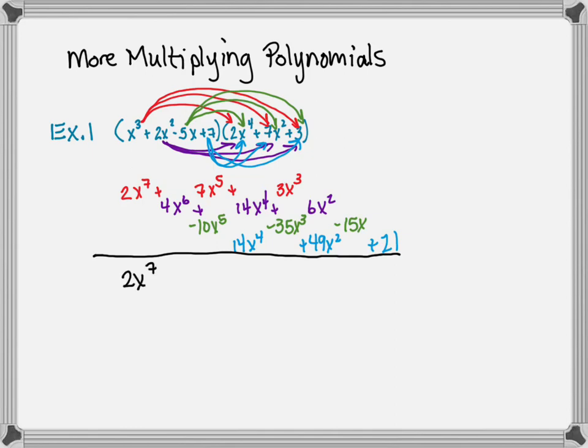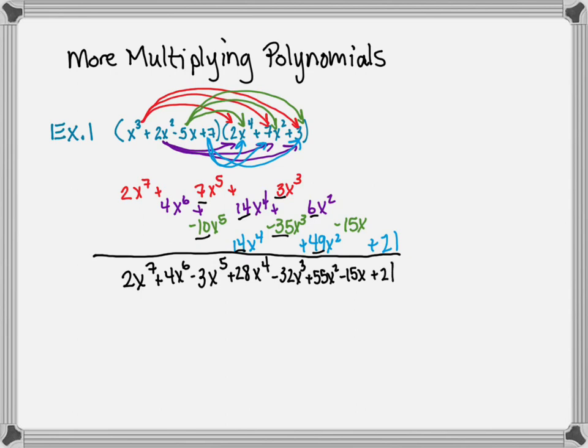My 2 times x to the seventh comes down. My 4 times x to the sixth comes down. For x to the fifth, I have 7 and negative 10, so I have negative 3x to the fifth. For x to the fourth, I have 14 and 14, so positive 28x to the fourth. For x cubed, I have 3 and negative 35, and those add to form negative 32x cubed. For x squared, I have 6 and 49, and those add to become 55x squared. My minus 15x comes down, plus 21.